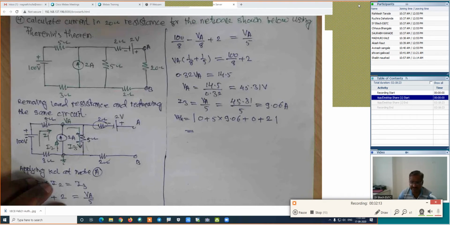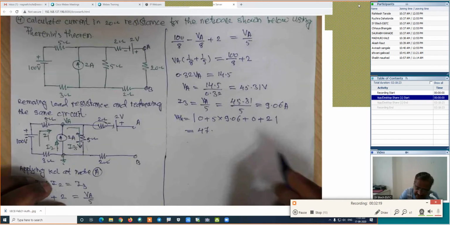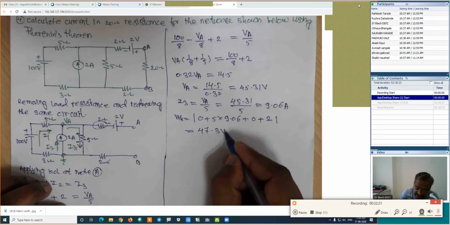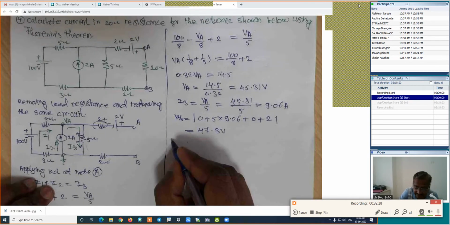How much is the value? 47.3. 47.3 volt is the value of VTH. If we know the value of VTH, the next step is the calculation of RTH. I will write the same.